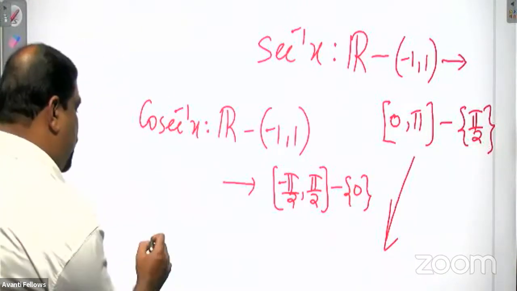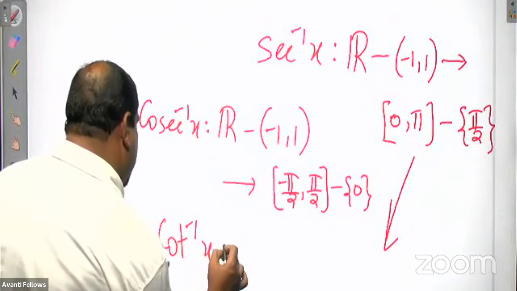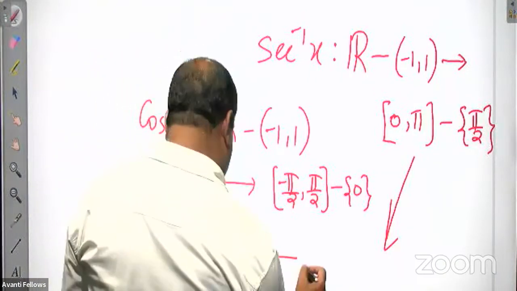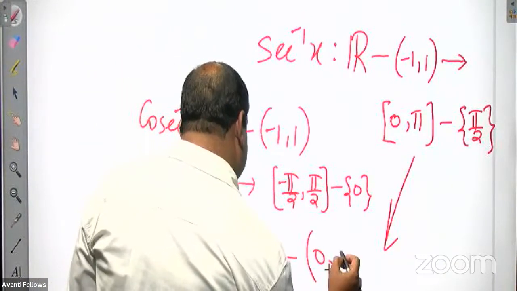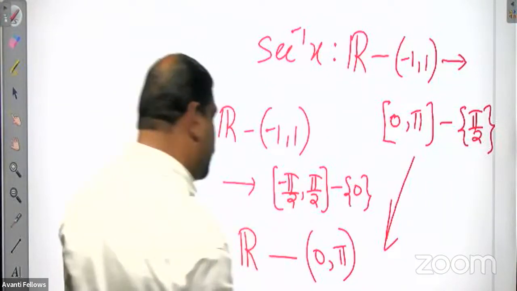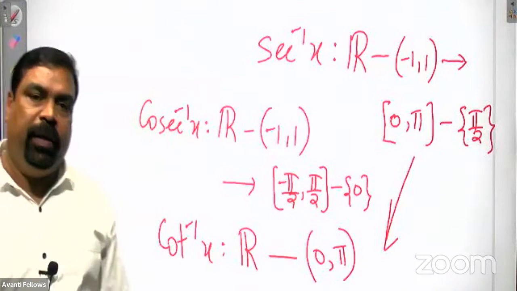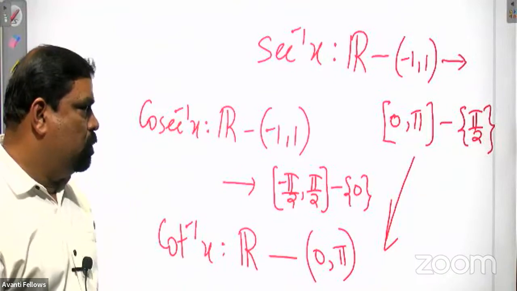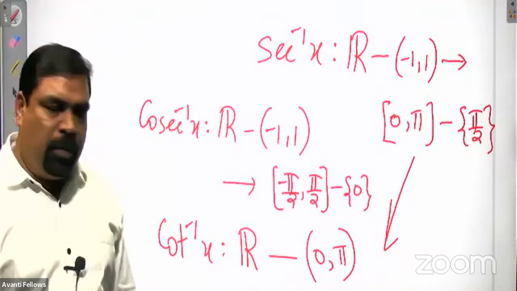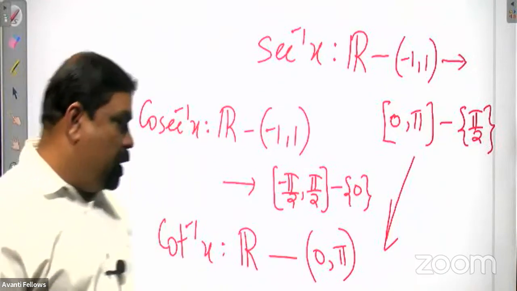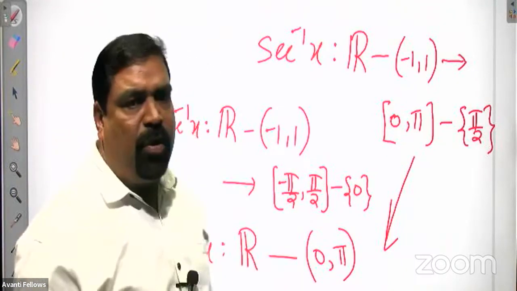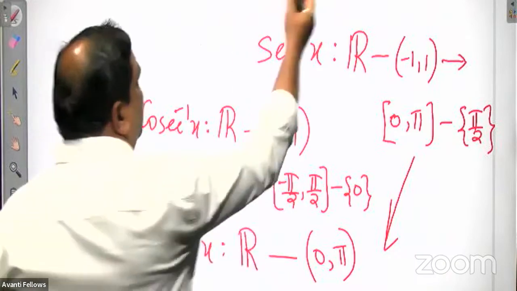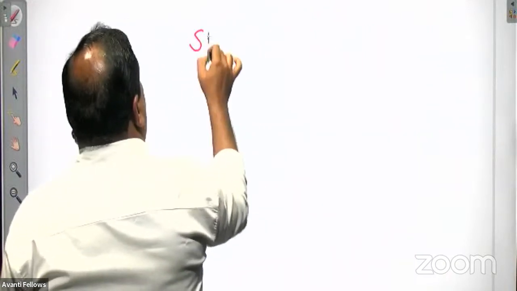Similarly, cot inverse x is a function from R to the open interval 0 to pi. So that's about the domain and range of the inverse trigonometric functions. We have to remember the principal value branch, and some basic properties, which are very fundamental. All the other properties are deleted actually.